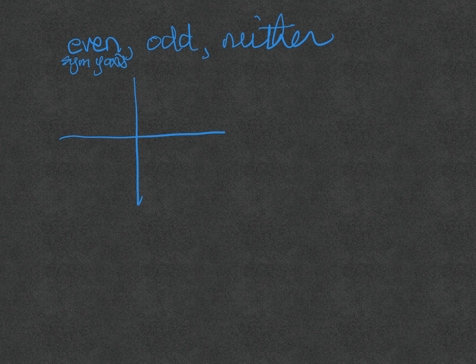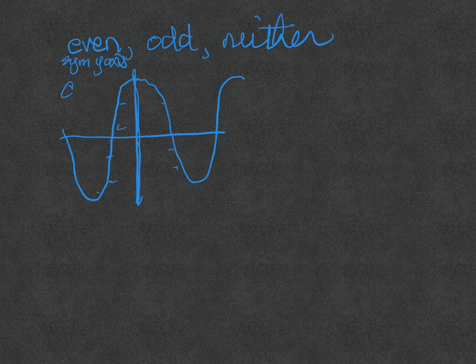So the y-axis acts as a mirror, and it's symmetric. So which one is symmetric with the y-axis? Well, this is the cosine graph, and as you can see, it becomes a mirror reflection over the y-axis. So cosine is even, all right?